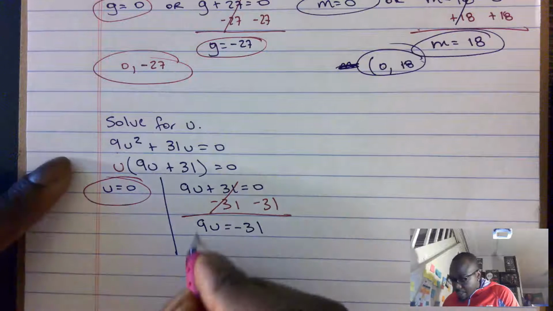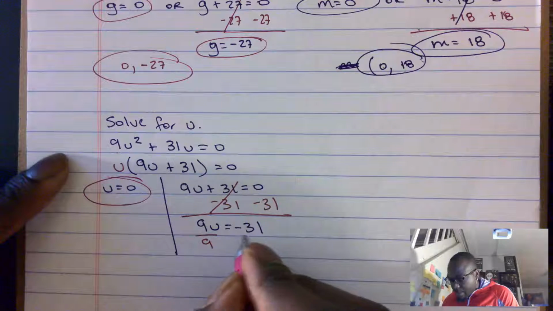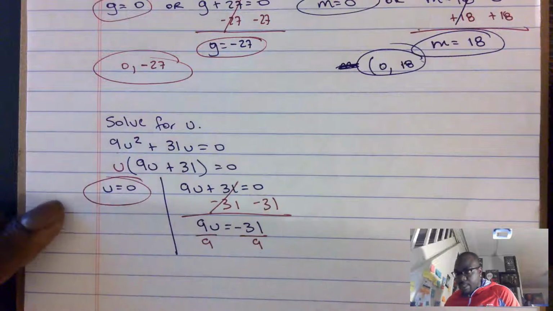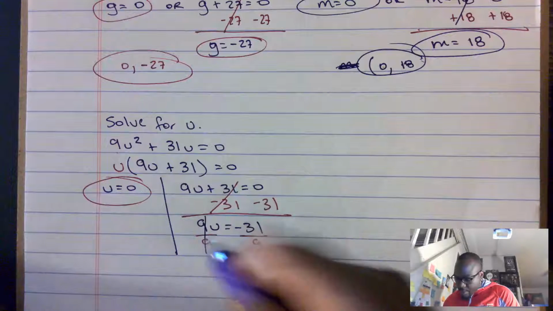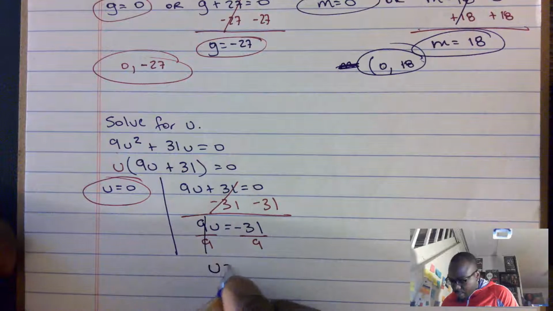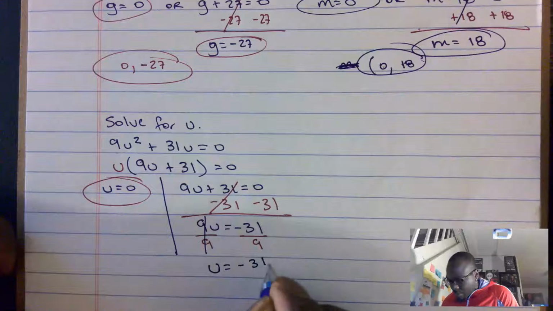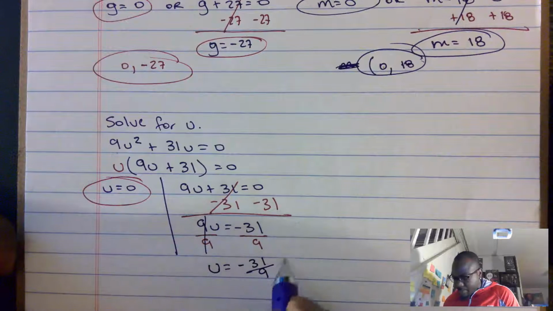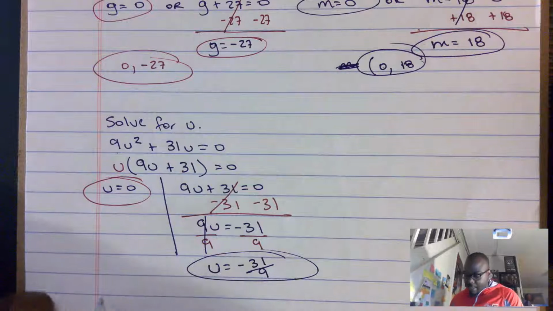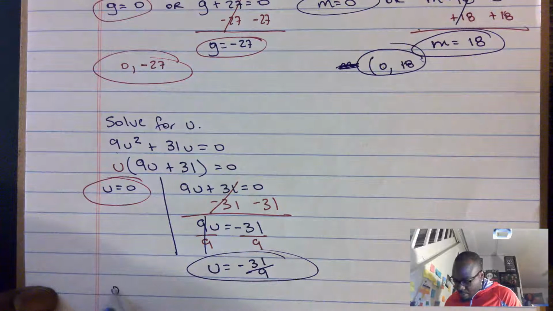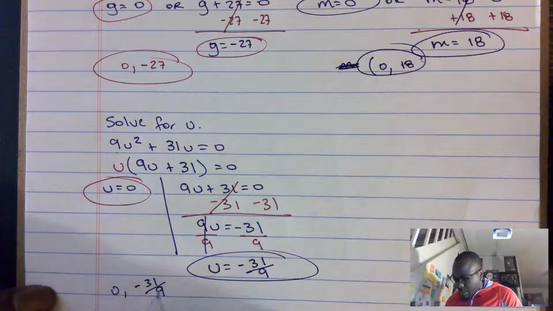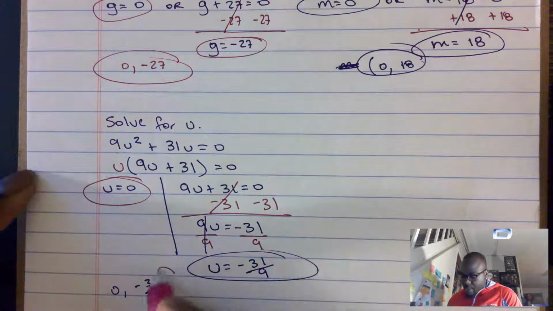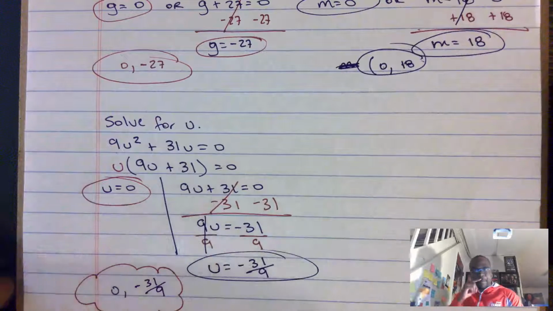I'm going to divide both sides by 9. That cancels, so all I'm left with is u equals negative 31 over 9. That's my second answer. So on Excel, how do I enter it? It's going to be 0 and then negative 31 over 9. These are my two answers that I will enter on Excel.